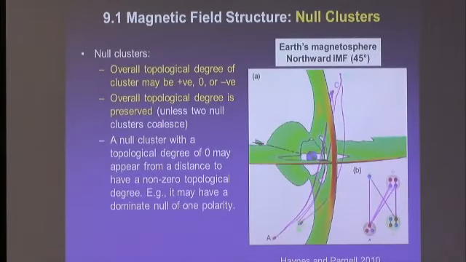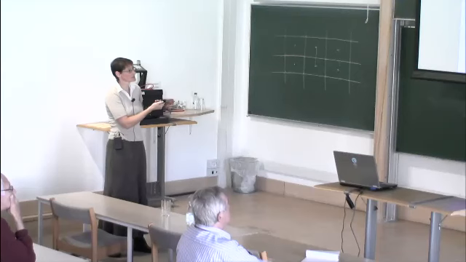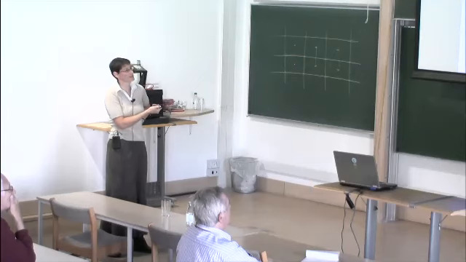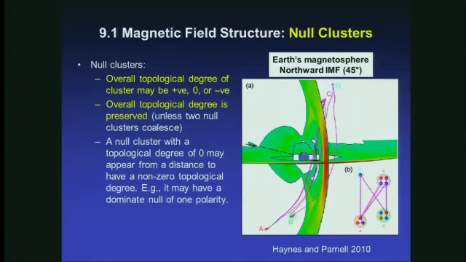So overall, the topological degree of any individual cluster can be positive, 0, or negative. The overall topological degree of any individual cluster must be preserved, and it obviously must be preserved in the whole domain, unless you manage to move one of these null clusters out through your domain boundary.